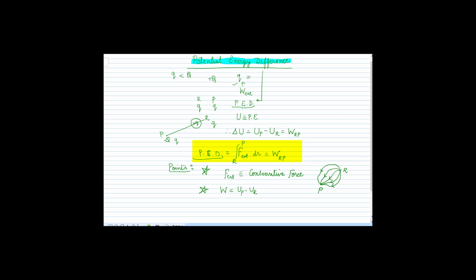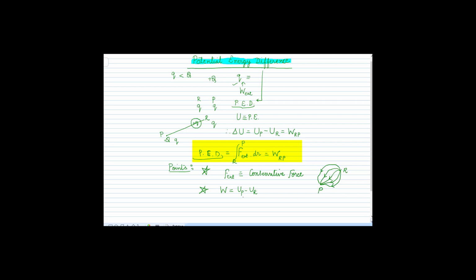Now let us move on to our second point, that is the work done is equal to the difference in potential energy, that is the potential energy at point P minus potential energy at point R, and that is equal to our work done. So what does it mean? That the potential energy of charge Q at a point, this may be any point, in the presence of an electric field is the work done by the external force in bringing the charge from any initial point to the final point. That is our initial point and this was our final point.